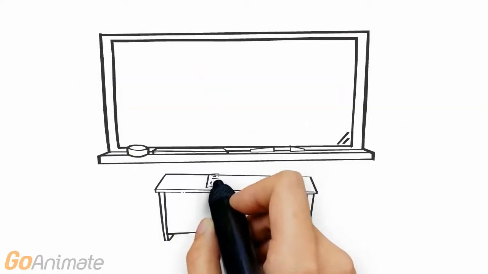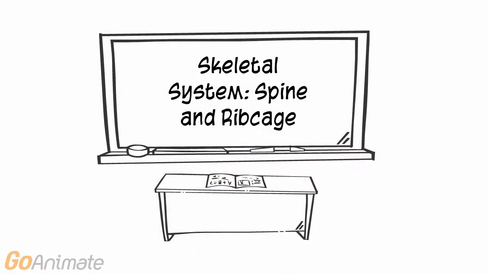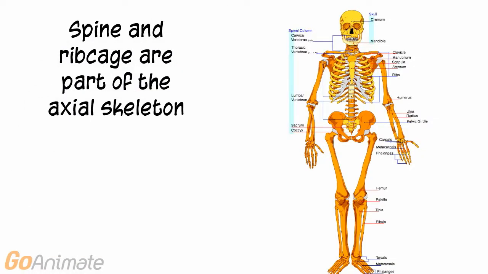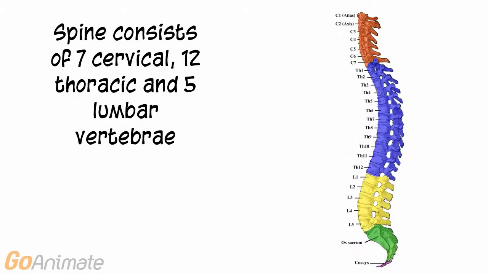Let's learn about the spine and ribcage. The spine and ribcage are part of the axial skeleton. The spine consists of a series of bones called vertebrae. It is divided into three regions.